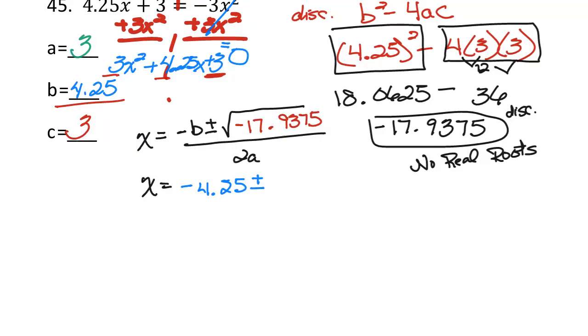plus or minus. Now, we have the square root of a negative number. This was part of homework number 3, if you have done that. Instead of leaving it as a negative number, I'm going to make it the square root of the positive 17.9375 times i, because i is the square root of negative 1. So that i is going to be on the outside of that square root.